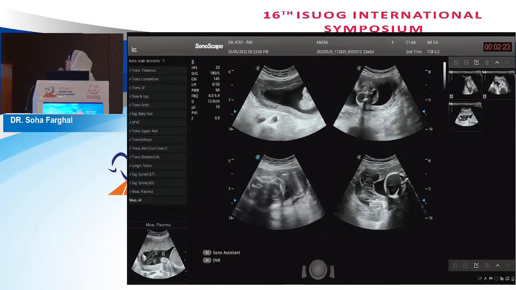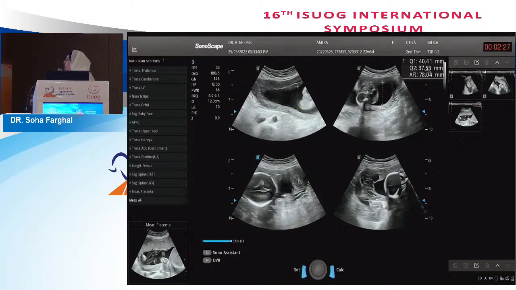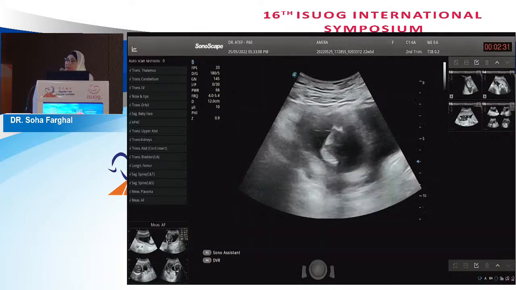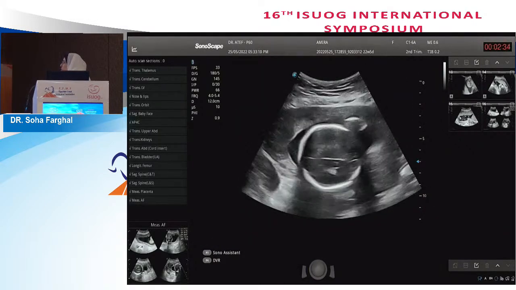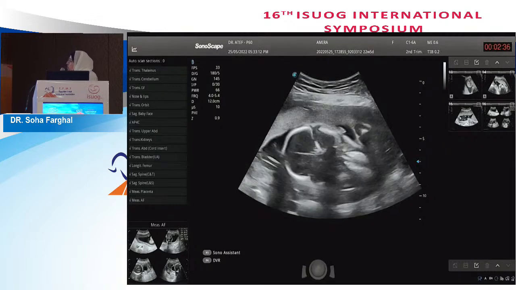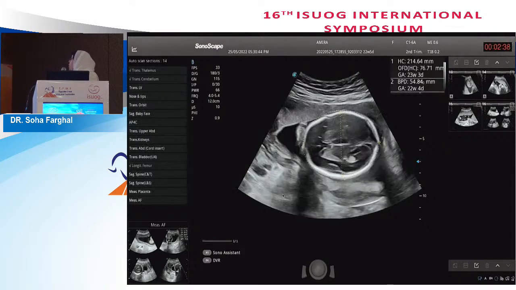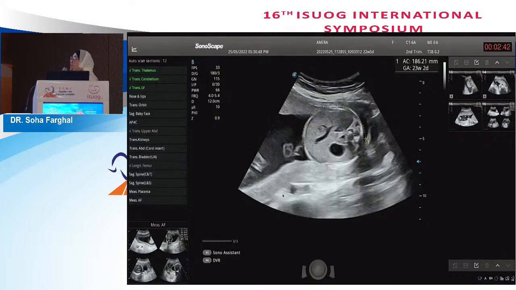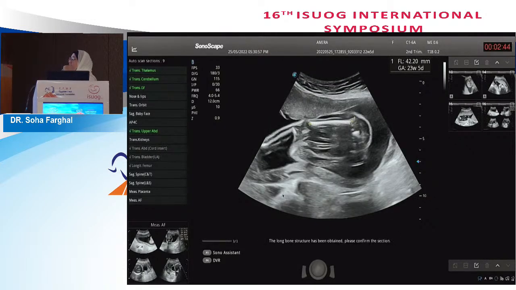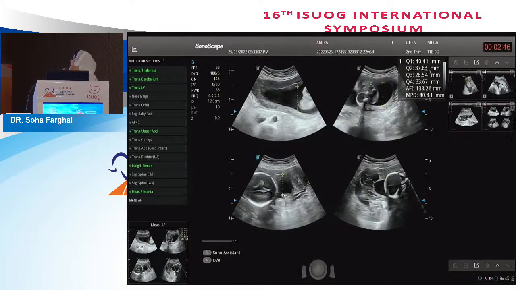Now we are at 2 minutes, and almost all the sections are finished. By pressing the S fetus for amniotic fluid, you can get the quadrants together. After this, we confirm the sections and it becomes green. Whenever it's confirmed and accepted into the report, it will be green.